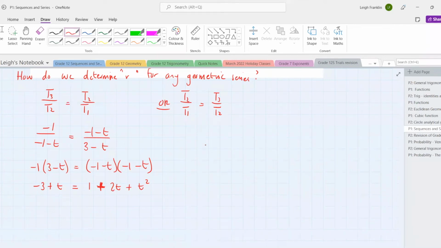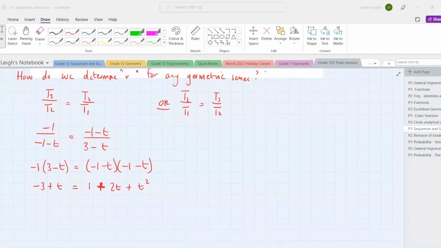Is that okay? Does it make sense to everybody? I've just foiled out the brackets. We all good? Okay, lovely. Now that we've done that, what do you think our next step is? I think you should make everything equal to 0. You think we should make it equal to 0. All right, so let's do that.